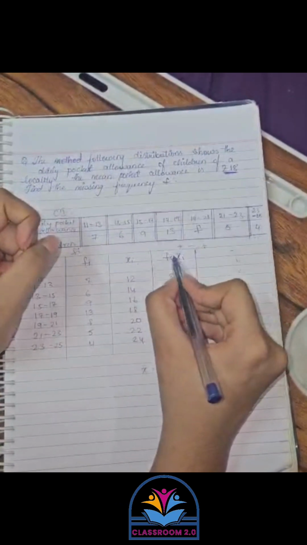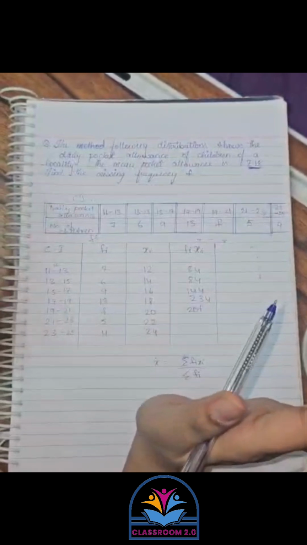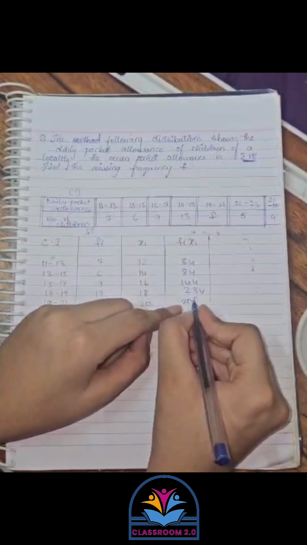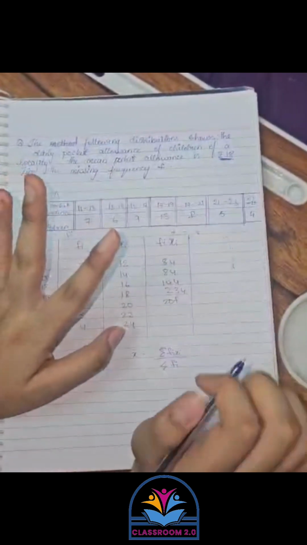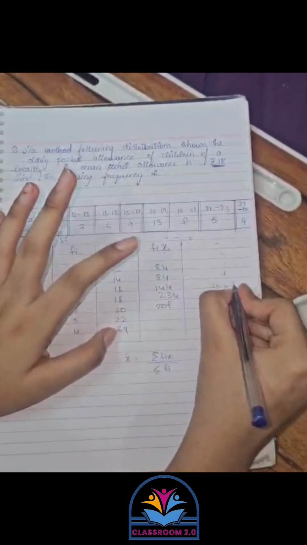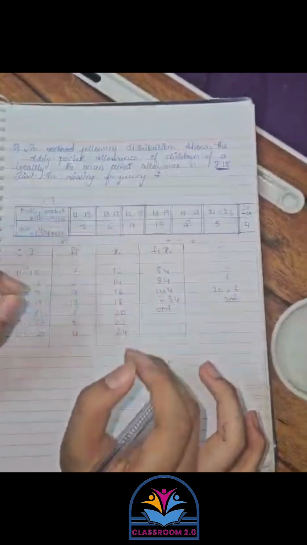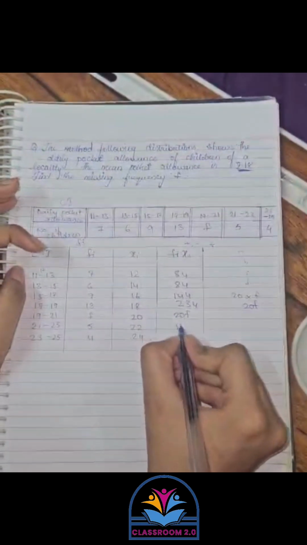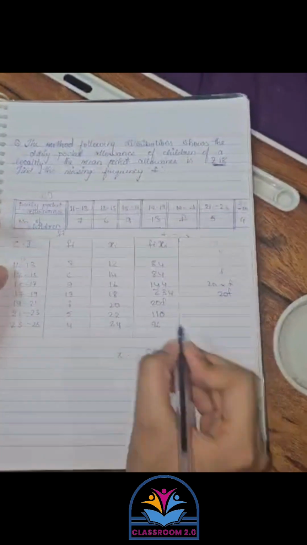Multiplication we will not put into sign. We'll just write fixi together. Like 20 and f, they are in multiplication. We are not writing 20 into f, we are writing 20f. That means it is 20 into f, but we will not write it like this, we will just write 20f. Okay? Now, 5 22s are 110 and 4 24s are 96.